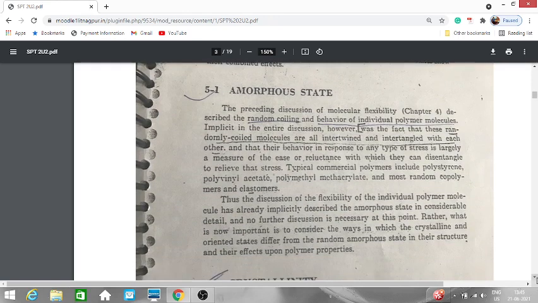So let's see the amorphous state. The preceding discussion of molecular flexibility described the random coiling and behavior of individual polymer molecules. Implicit in that entire discussion, however, was the fact that these random coil molecules are all intertwined and intertangled with each other, and that their behavior in response to any type of stress is largely a measure of the ease or reluctance with which they can disentangle to relieve that stress.